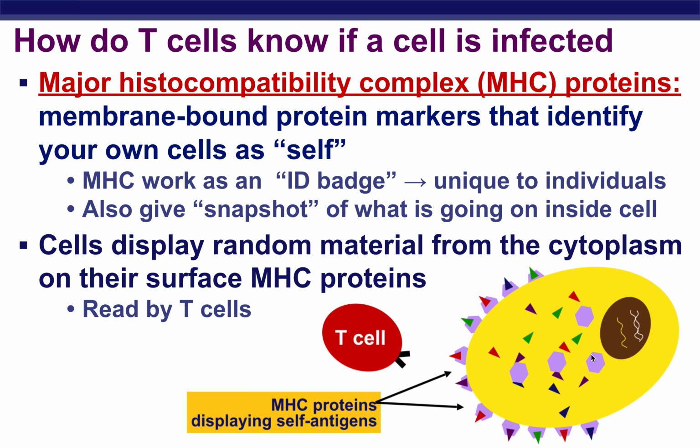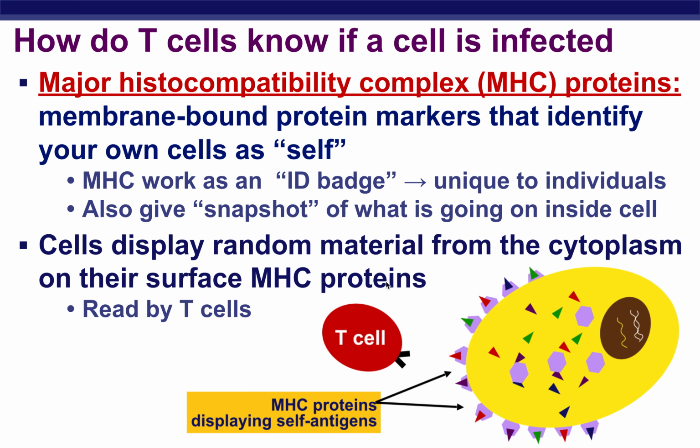All right, so how do T cells know if a cell is infected? It's all thanks to a protein that all cells are required to have in your body, called major histocompatibility complex proteins. These are proteins found on the surface of all your cells, and they are actually identification badges to mark your cells as yourself. Because remember, a big part of your immune system is telling self from non-self, and the way it does that is by making all your cells have an ID badge. So the MHC works as a unique ID badge, unique to individuals. My MHC tags are different than your MHC tags.